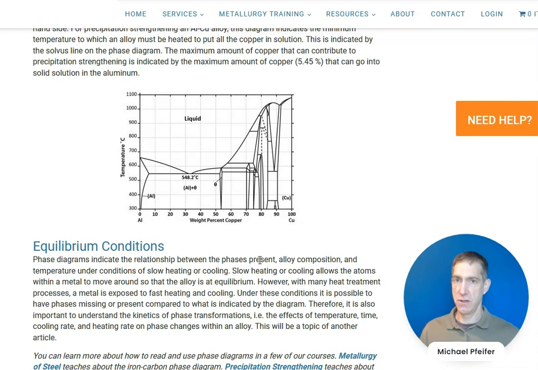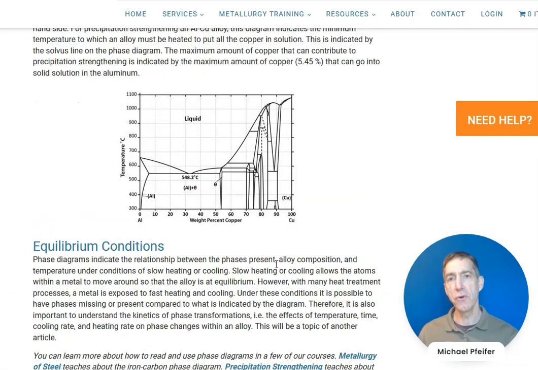And we can use cooling rate or heating rate to influence the size, shape, and location of the phases in order to influence the properties of a metal. This is done especially, or most commonly, with steels, in order to get steels that have different properties, especially mechanical properties.